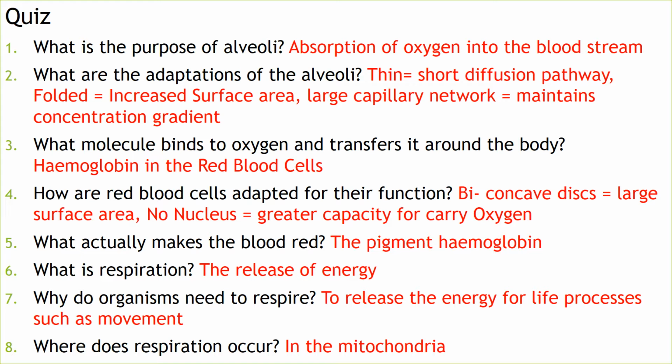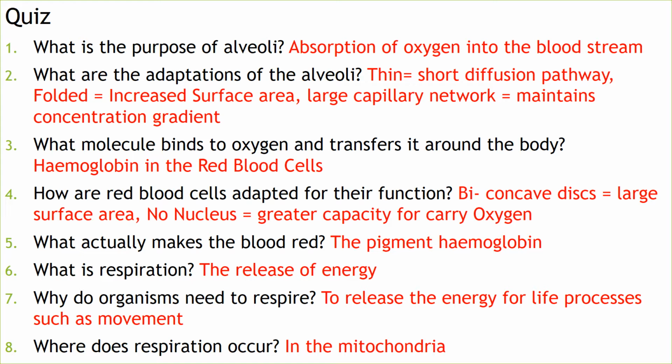Some fancy words here. Biconcave. Now, essentially, they look like a refresher mint. So they have a slight dimple on each side, which means that they have this nice large surface area to pick up more oxygen. They have no nucleus, so they have a greater capacity for carrying oxygen. Worth noting that one. So, number 5, what actually makes the blood red?